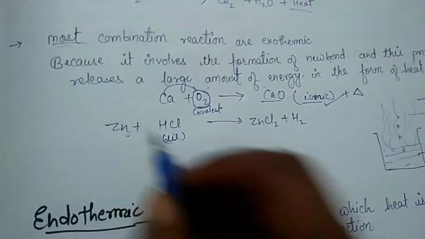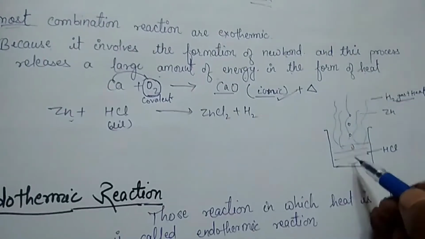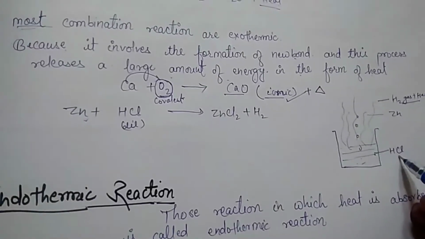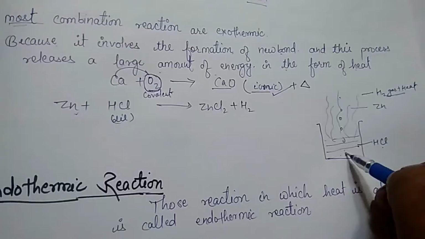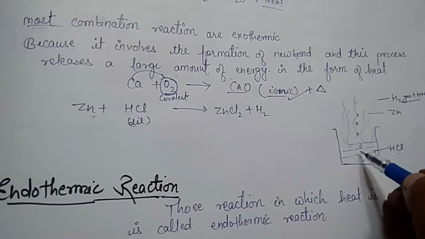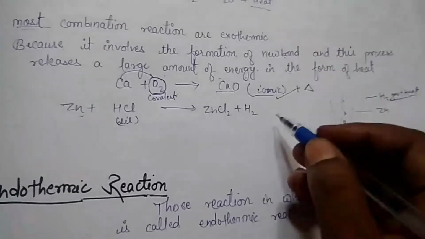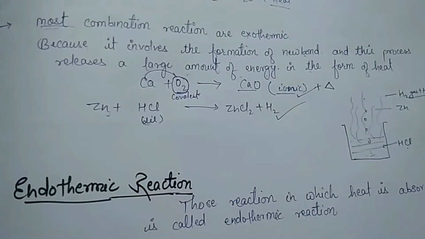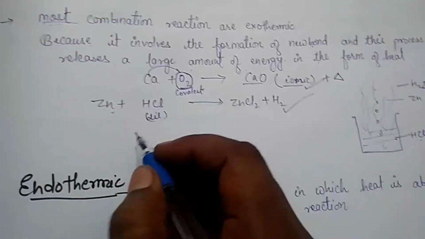Suppose this is zinc and hydrochloric acid. We take a beaker and fill it with 50 or 100 ml of dilute HCl. Pour some zinc granules in this. After a while, we observe that a large amount of gas is evolving along with heat. So this is also called an exothermic reaction. Easy? Let us take another example.